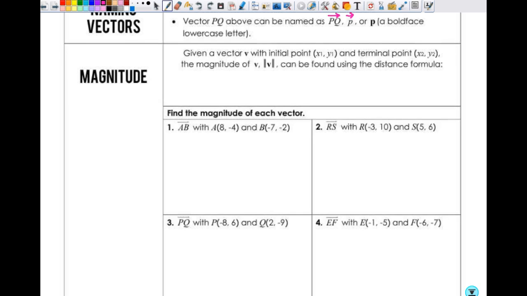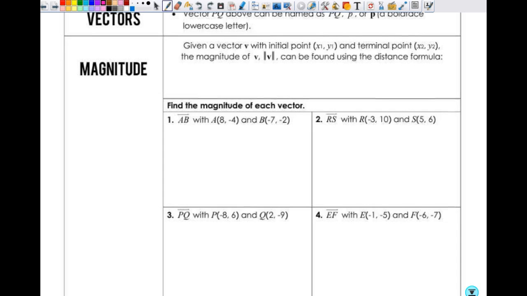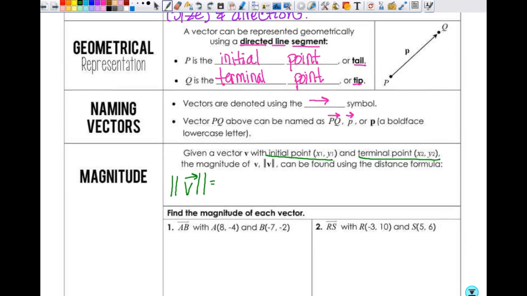Okay. So we want to start with the magnitude. Given a vector with initial point (x1, y1) and terminal point (x2, y2), the magnitude of v can be found using the distance formula. Okay, it's just the distance between two points. The distance formula is created from what? Where does the distance formula come from? Pythagorean theorem. Because you can put it into rectangular coordinates like that.